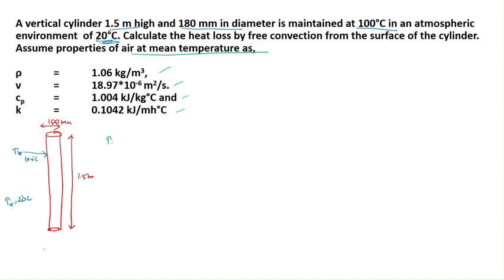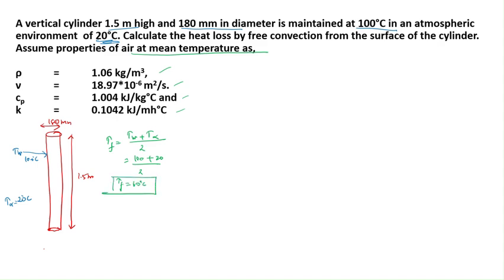First we find the film temperature. The film temperature is equal to the wall temperature plus the atmospheric temperature, divided by 2. So here it is 100 plus 20 divided by 2. We are getting the film temperature equal to 60 degrees Celsius.